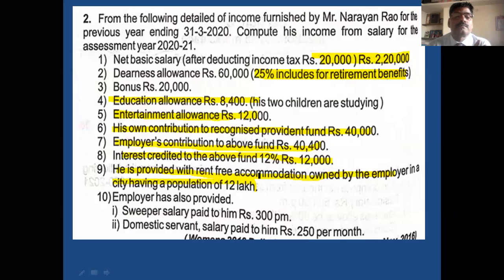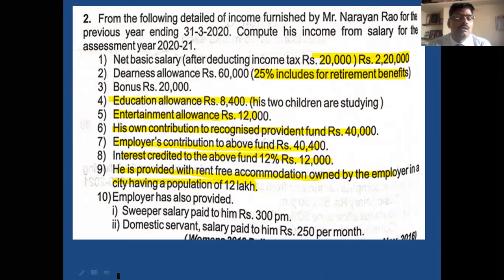Remember this point. Then the employer has provided a sweeper at 300 per month. Is the domestic servant taxable? Then the domestic servant's salary paid is 250. One is a sweeper, another is a domestic servant. These are taxable because his salary is more than 50,000. He is a specified assessee. These are the points you have to cover to solve the problem.